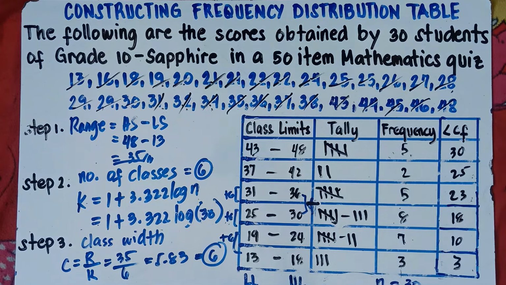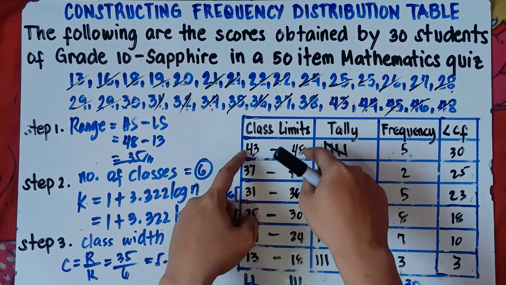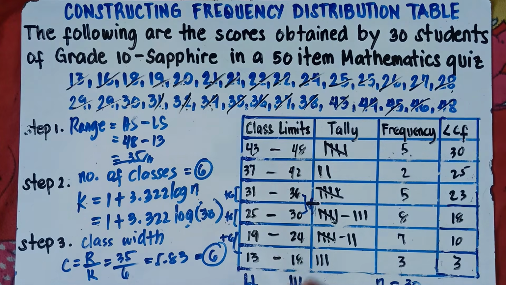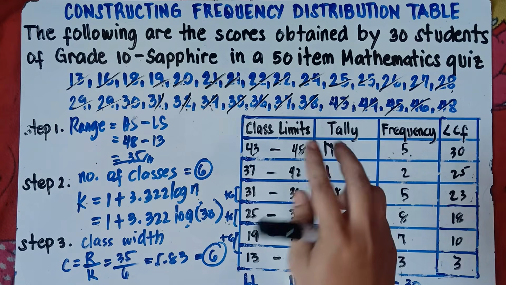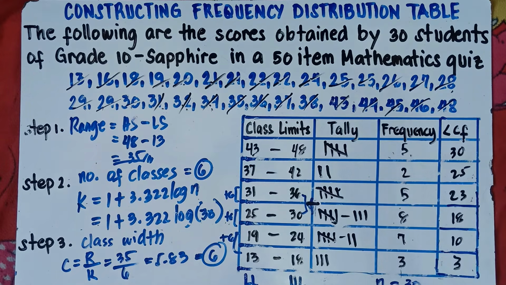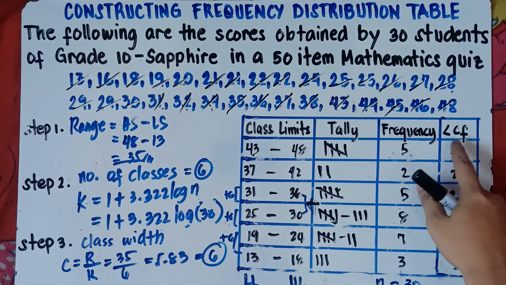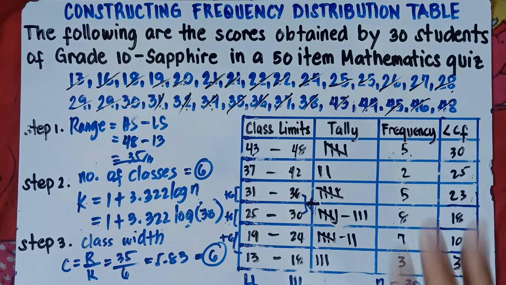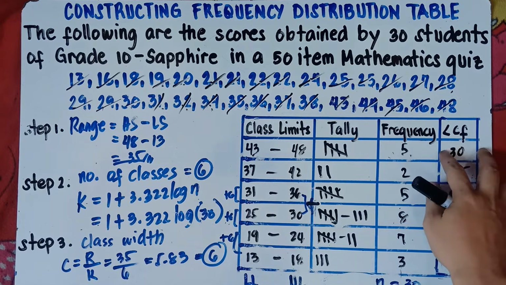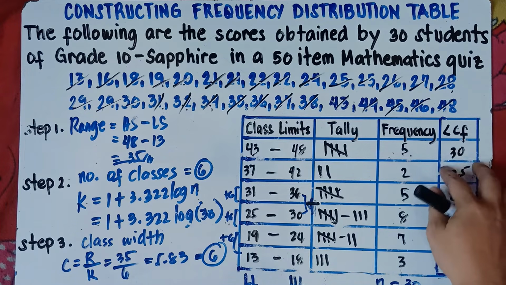Now, question, sir, what if we started our lowest score on the top? What if 13 to 18 we started on the top, then our highest score is on the bottom? Now, of course, you start at the top because your lowest score starts at the top. Always remember, class, that for less than cumulative frequency, you always copy the frequency of the lowest score. You always start at the lowest score. So I hope you get this one, class, for less than cumulative frequency.